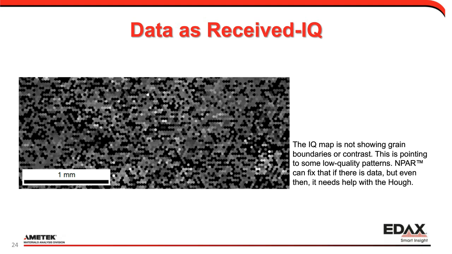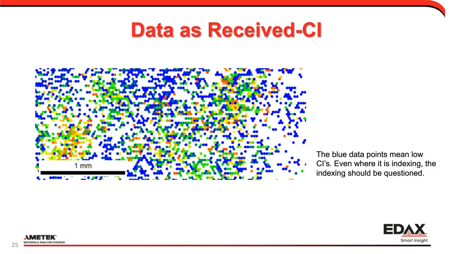And this is the CI map as collected, and again, you can see even in the areas where there's indexing, it tends to be relatively blue, which means relatively poor quality. So again, I need to think about this, question the data, and try to do a better job of getting it out.